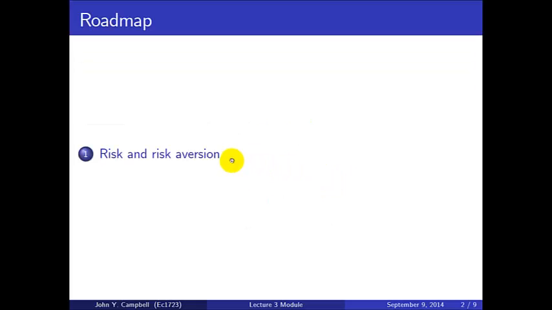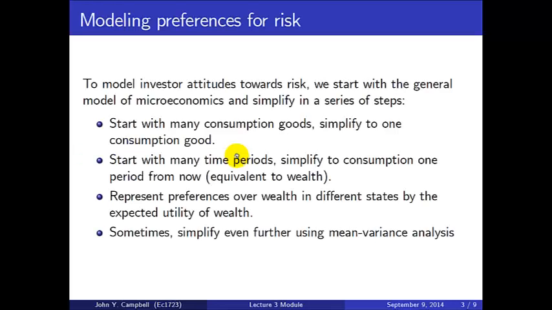So today we just have this one topic, the modeling of risk, which again is foundational to the study of capital markets. So how do we model investor attitudes towards risk? We're going to start with the general model of microeconomics that you may have seen in EC 1010 or EC 1011, and then we're going to simplify in a series of steps.